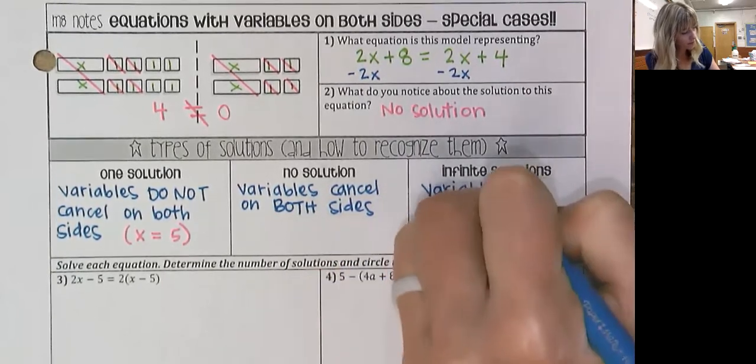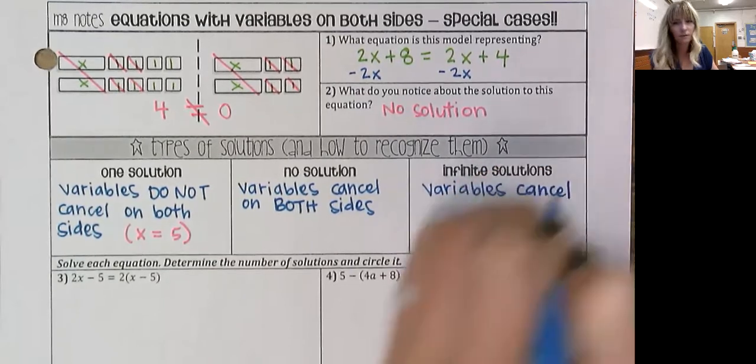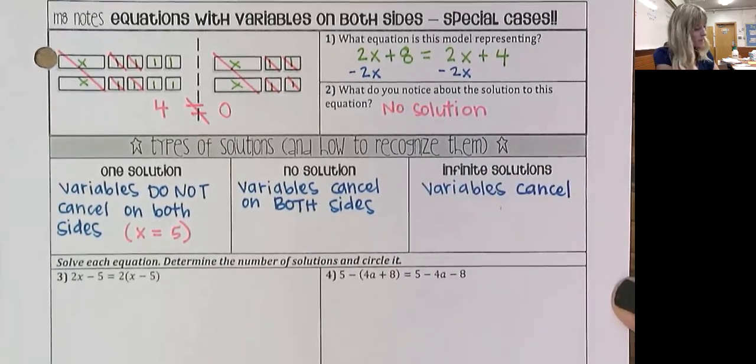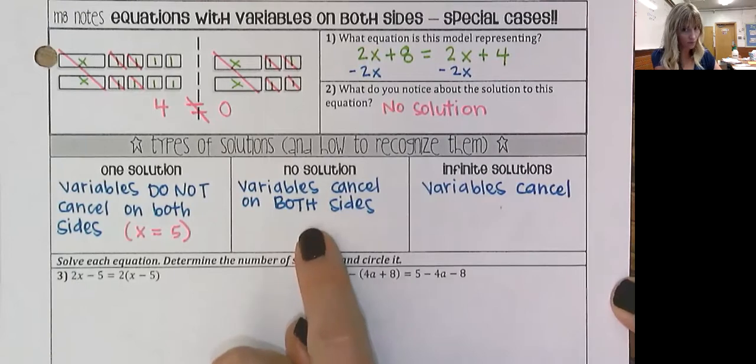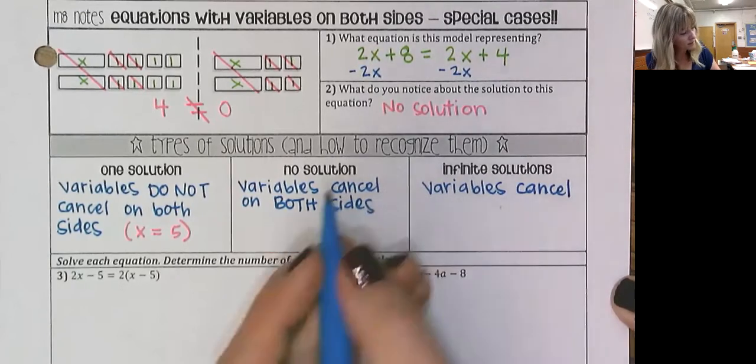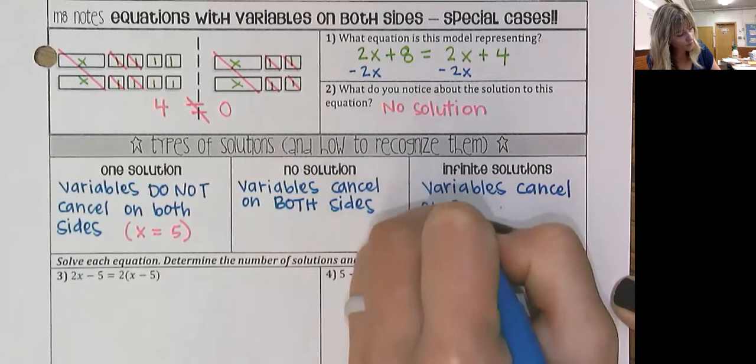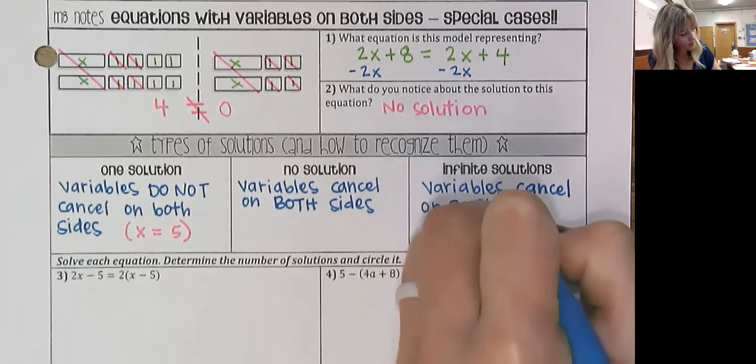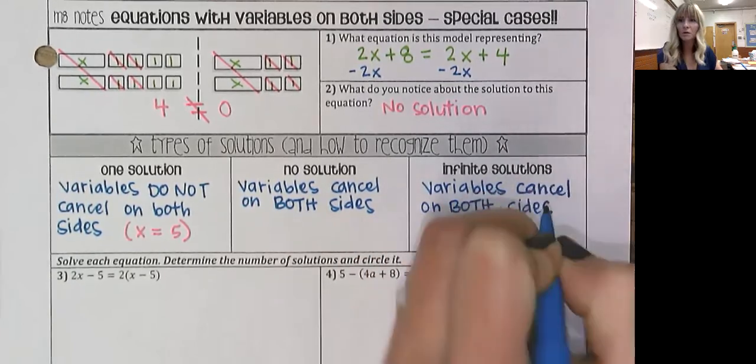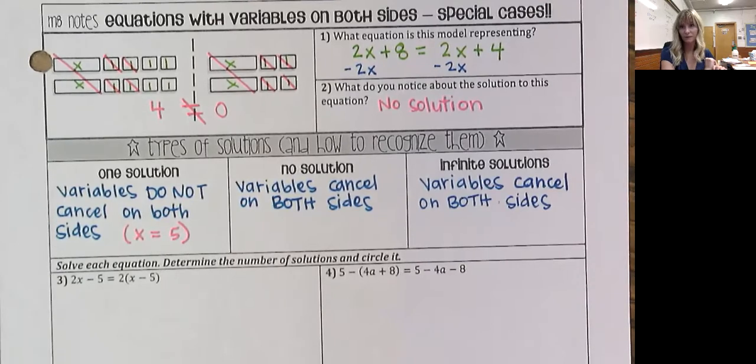So obviously we're going to have to write something else in order to verify the difference between these two. So the variables will cancel on both sides in no solution. The variables will cancel on both sides with this option as well. But what you're left with will be different.